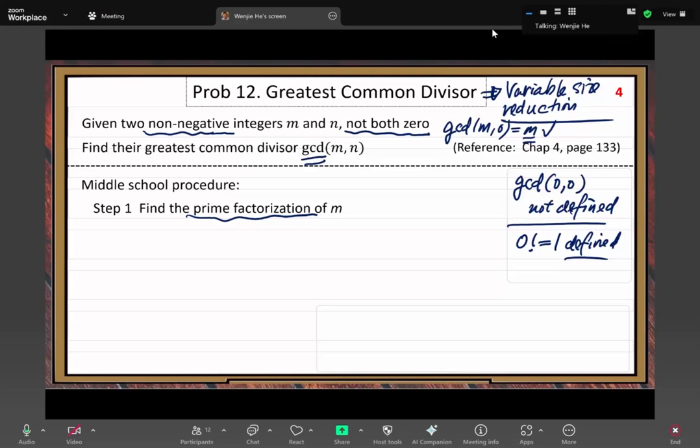It's trivial. It's trivial, right? So that's why we can ignore the trivial cases. All right. Find the prime factorization of m.